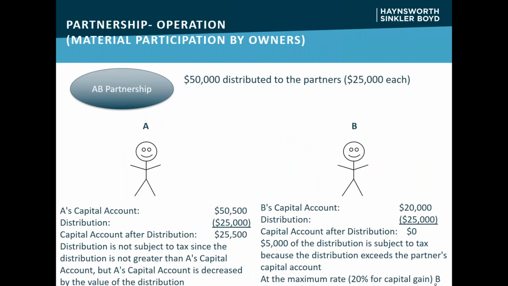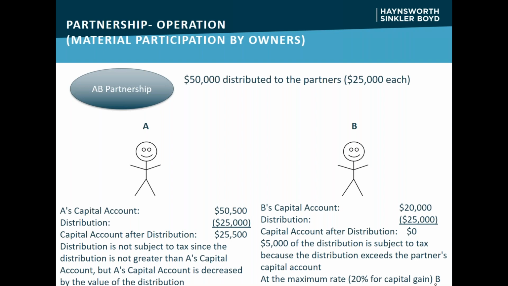So then this slide is showing the tax effect of a distribution to the partner. So for A, we're carrying over that capital account of $50,500, reflecting the attributed income to A and A's contribution to the partnership. And then they receive a $25,000 distribution from the partnership, which reduces the capital account after their distribution. Here, the distribution is not subject to tax since the distribution is not greater than A's capital account, but we do decrease A's capital account by the value of the distribution.